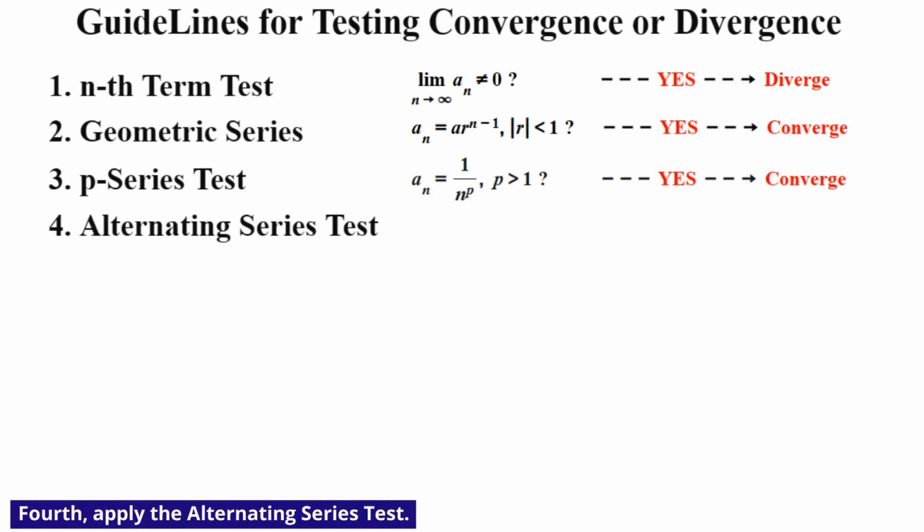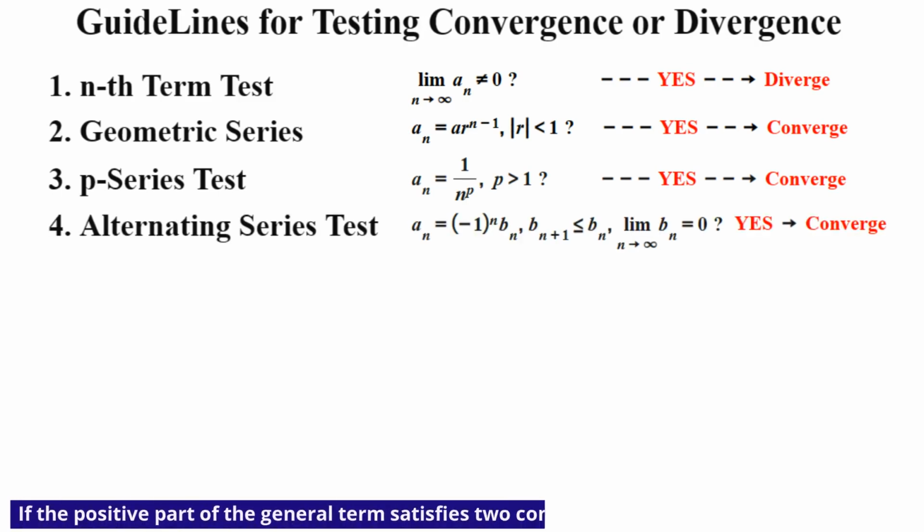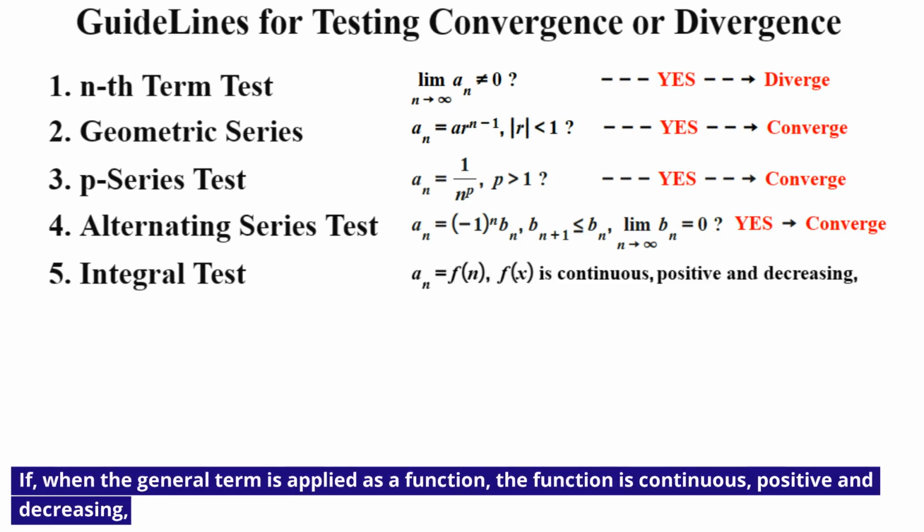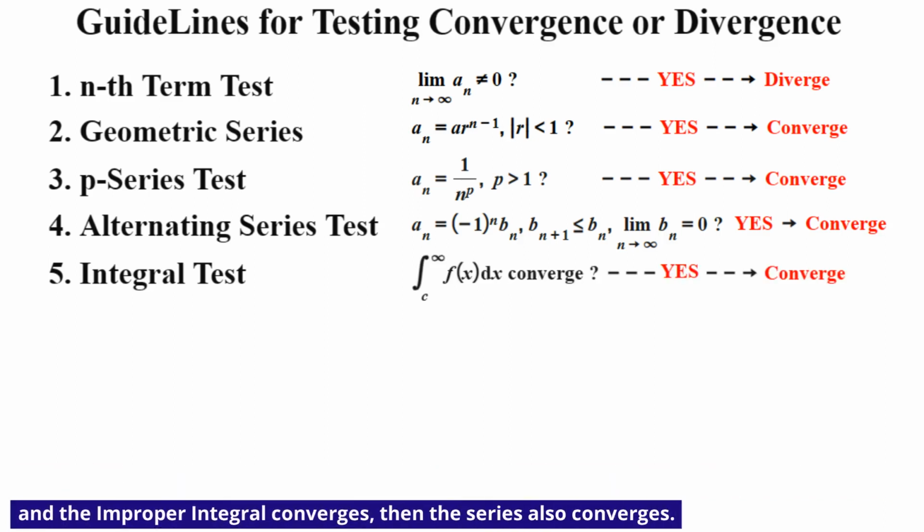Fourth, apply the alternating series test. If the positive part of the general term satisfies two conditions, the series converges. Fifth, utilize the integral test. If, when the general term is applied as a function, the function is continuous, positive, and decreasing, and the improper integral converges, then the series also converges.